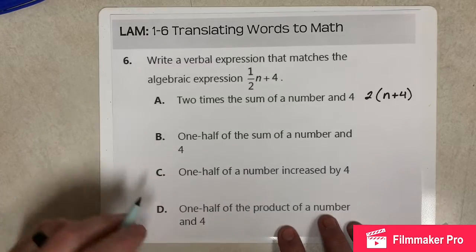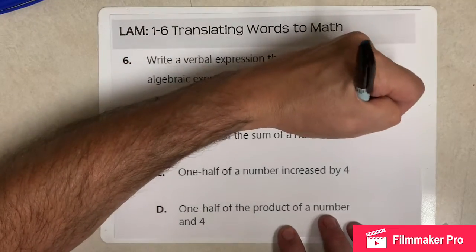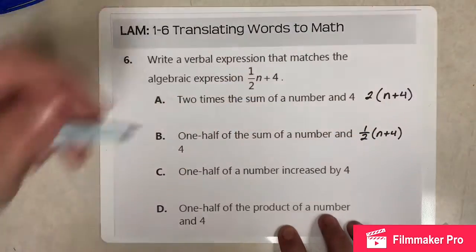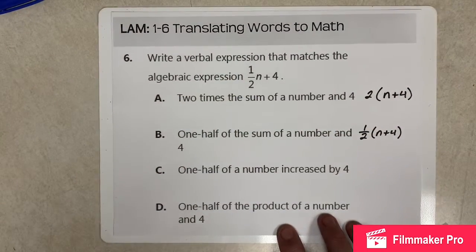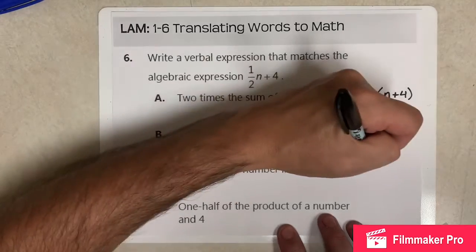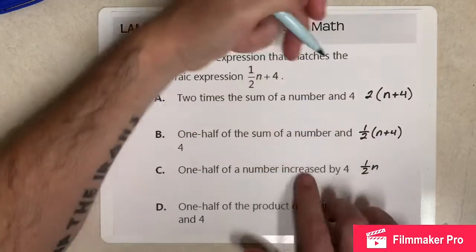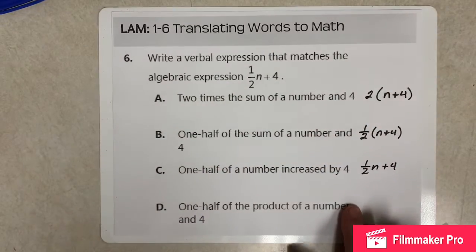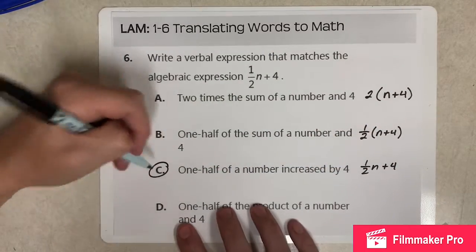1/2 of the sum of a number and 4. Is that what we're looking at? And it doesn't look like it. 1/2 of a number increased by 4. Does that one look right? Yeah, that one looks exactly like what we have. So we're going to pick C.